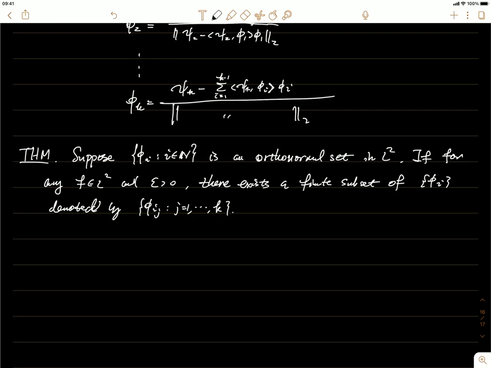Okay, this is a finite subset of the family here, of the orthonormal set here, and such that the distance between f and the sum of cj phi ij, j just from 1 to k, if this is less than epsilon, then the orthonormal set here is complete.